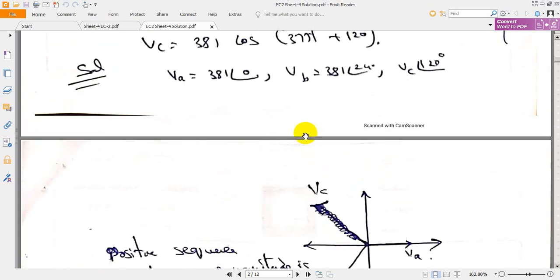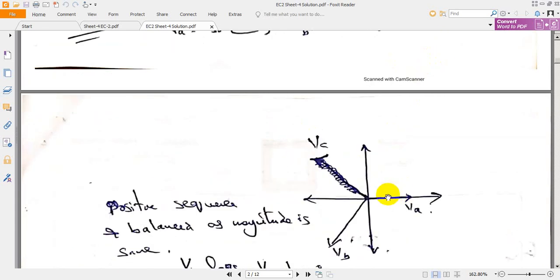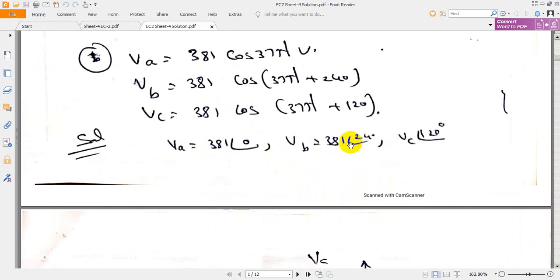This is VB, and VC is plus 120. From here it will be VC. This vector will be VC. If we check, this is 90 plus 30 is 120, and in the negative direction it is also 120. Hence the remaining angle between VC and VB will also be 120. As the phase difference is 120 and the magnitude is same, the system is balanced.